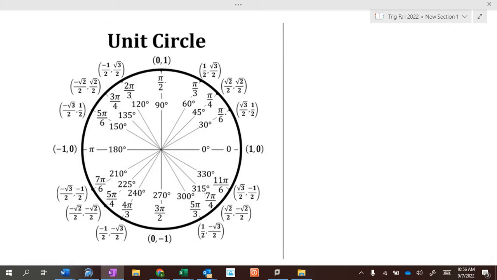There's this thing called the unit circle. What's a unit circle? Well, it's a circle with a radius of 1. Why is the radius 1? Because every triangle that you make with it will then have a hypotenuse of 1. If it has a hypotenuse of 1, then the opposite side will always be the sine and the adjacent side will always be the cosine.